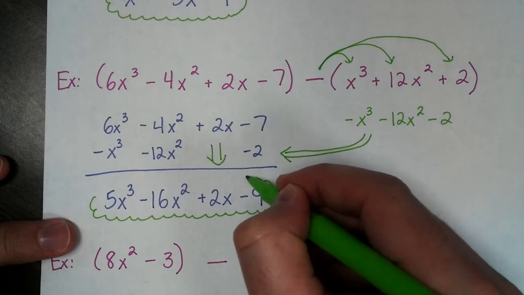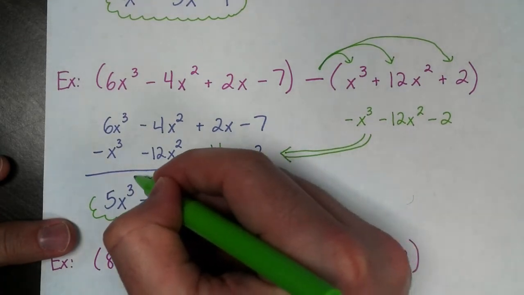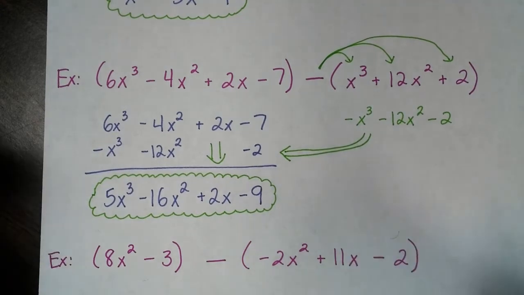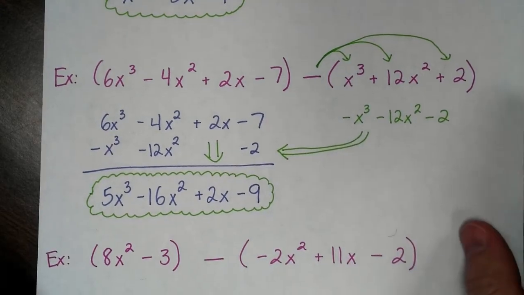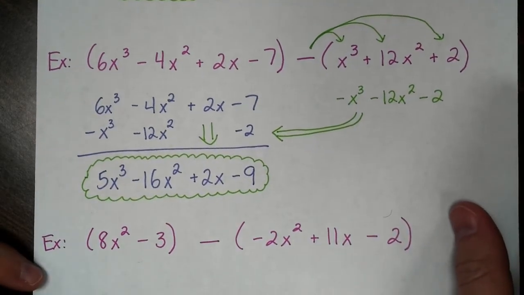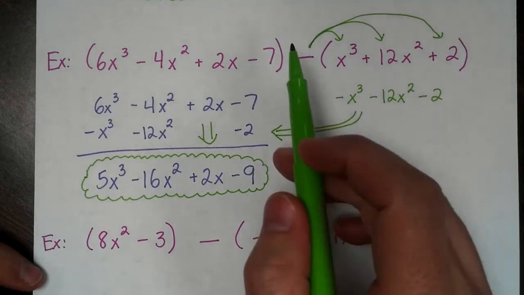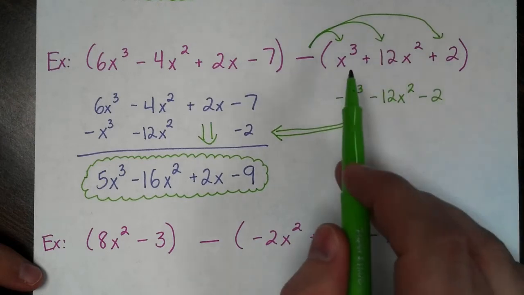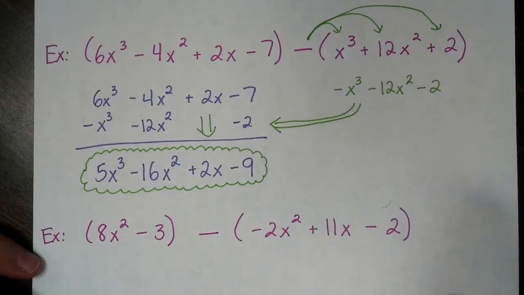Again, it's just one extra step in the beginning. If you can handle that one extra step up here, then you've got subtraction down. That's really what it comes down to. So again, know that it's just one extra step. When you see subtraction, distribute the negative to all the terms in the second polynomial.